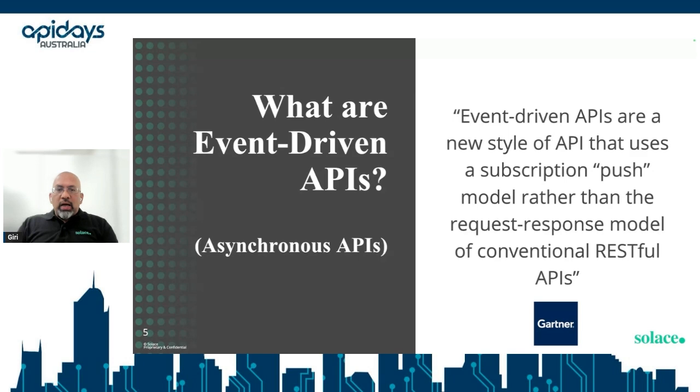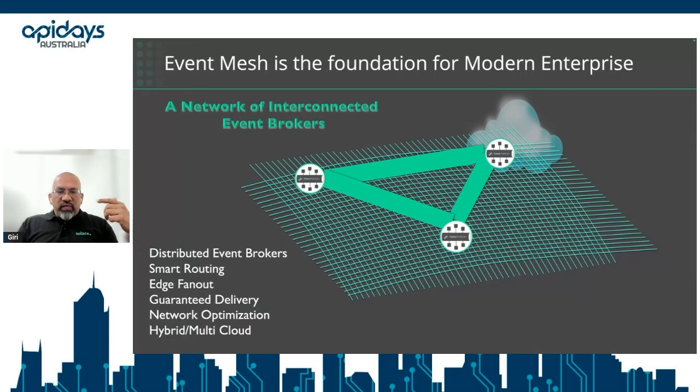And the second point I want to touch upon is the notion of event mesh, right? That's Solace PubSub Plus platform capability. It is the foundation for modern enterprise, comprising a network of interconnected brokers offering you smart routing of events, edge fan out, guaranteed delivery, network optimization, and so on. Okay? So this is the key for a scalable, federated setup where real-time information flows seamlessly.